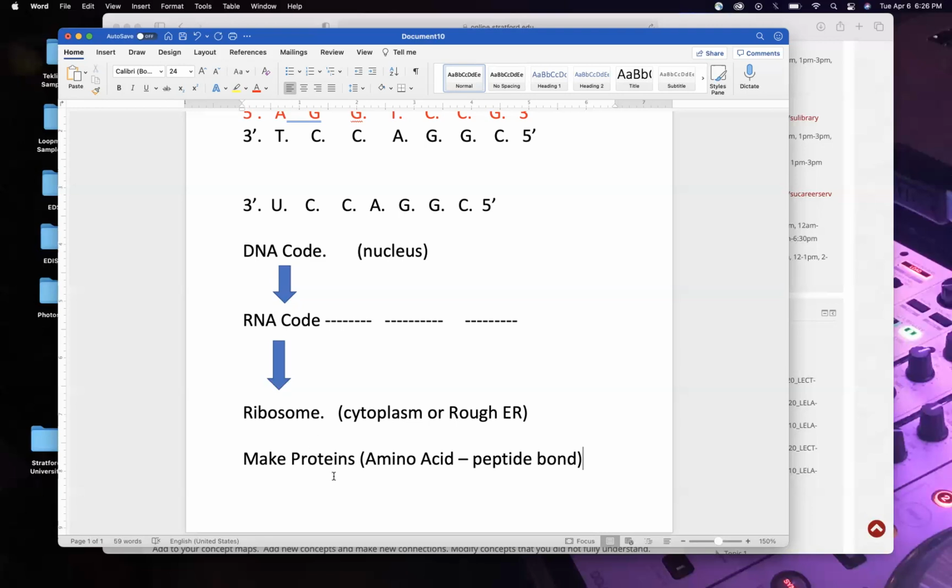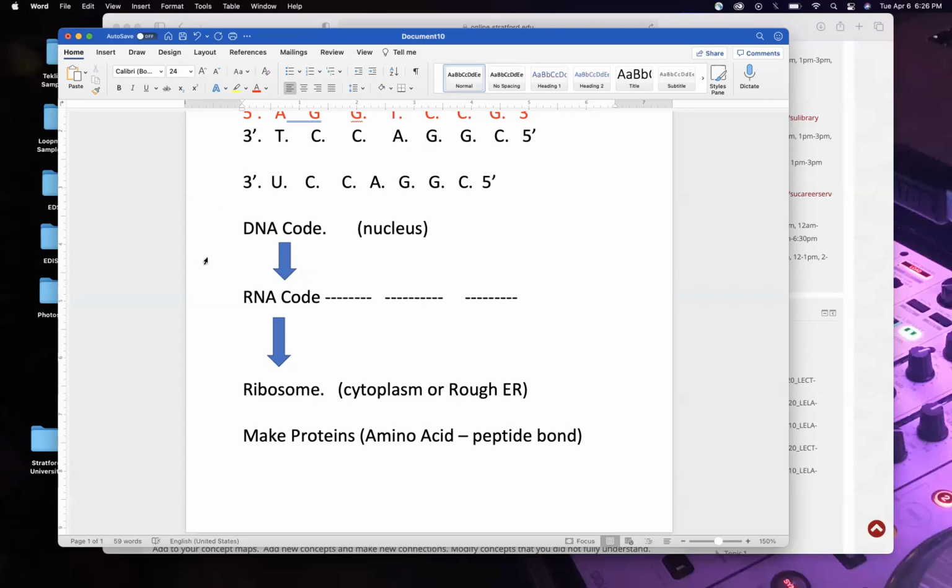So you have to be amazed by this, that the DNA code has to get copied correctly into the RNA code. Then it goes out of the nucleus, into either the cytoplasm or the rough endoplasmic reticulum, where it hits these ribosomes. The ribosomes then put together amino acids with a peptide bond, and the product is proteins. And the proteins get to do things, like we'll learn in anatomy and physiology, like hormones and neurotransmitters. Proteins have a lot to do with what direction the cell goes in. What's the cell going to do? And what's the cell's function?